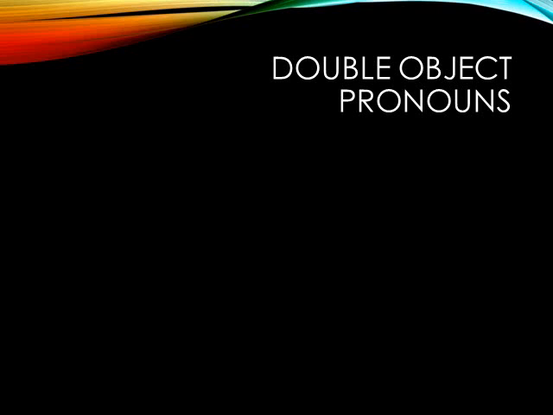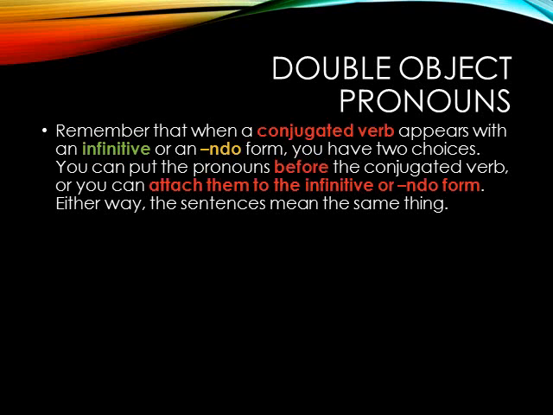All right. Remember that when a conjugated verb appears with an infinitive or an -ndo form, so -ando or -iendo form, you have two choices. You can put the pronouns before the conjugated verb, or you can attach them to the infinitive or the -ndo form. Either way, the sentences mean the same thing.